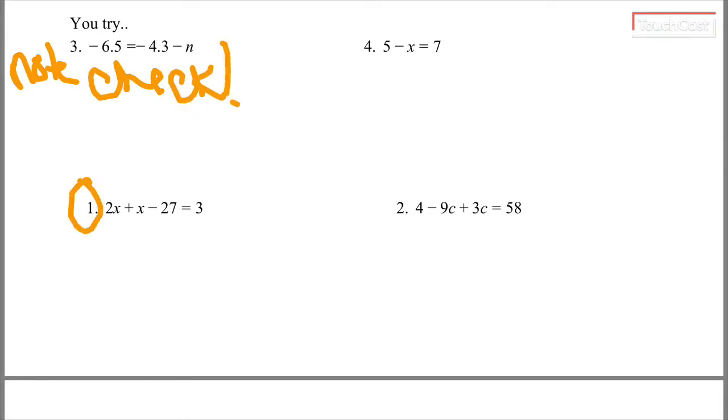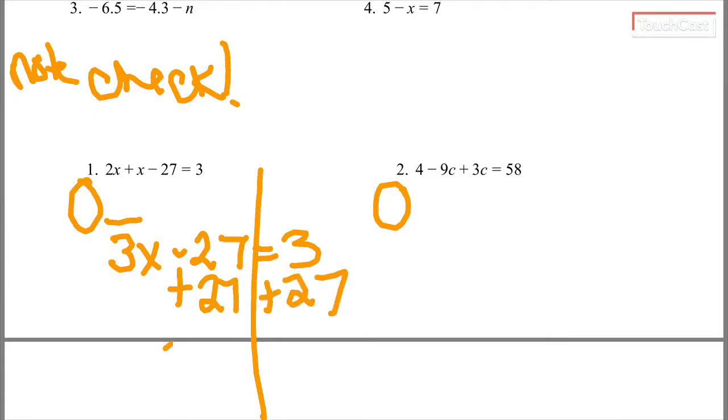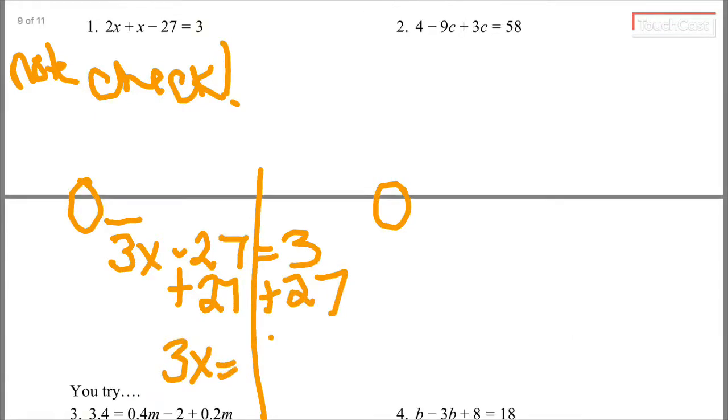Okay, we'll solve these. These get a little trickier because we have to combine some like terms before we move on. So here, you must combine your like terms before you solve. So we have 3x minus 27 equals 3. Plus 27 on both sides. 3x equals 30. Okay, x equals 10.